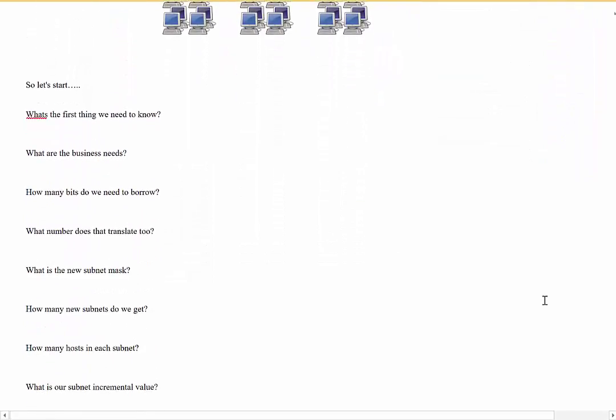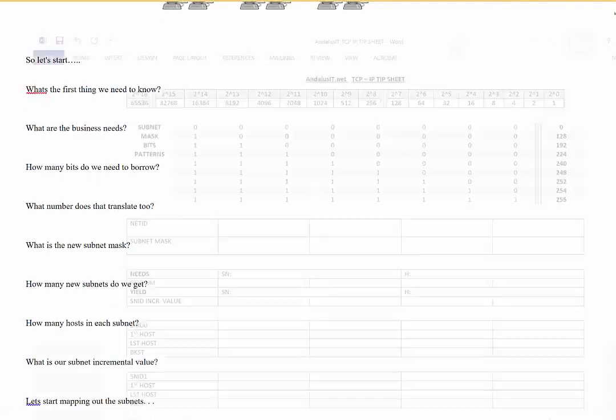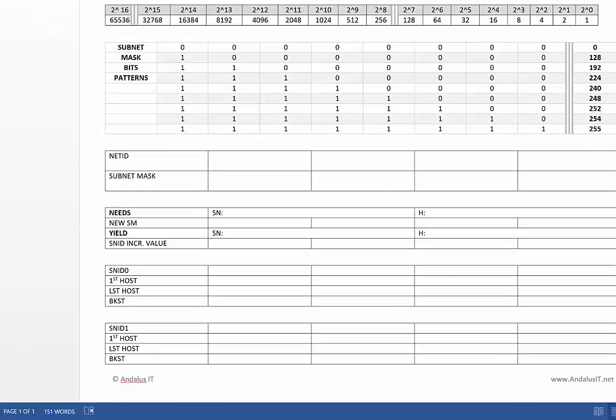All right, so let's go ahead and get started with our actual subnetting. Now, if you have my Undulus IT TCP/IP tip sheet, go ahead and pull that out because it will be really, really helpful as we're subnetting to have some of this information so that we don't have to do everything by hand. Now, if you don't have it, you can just go to the website and download it. But if you do have it, just pull it out.